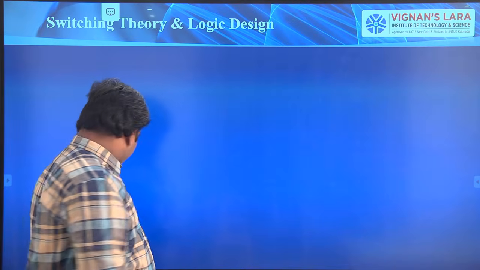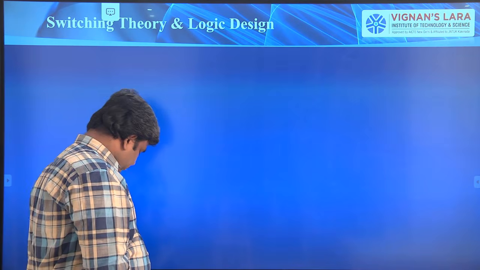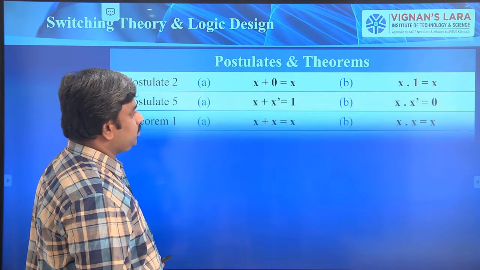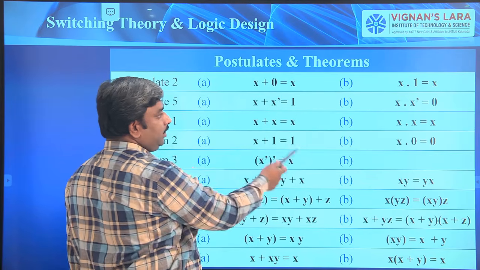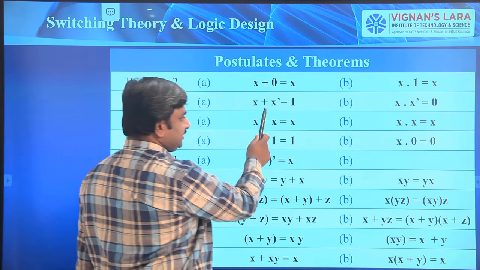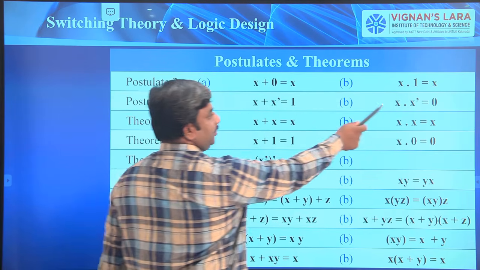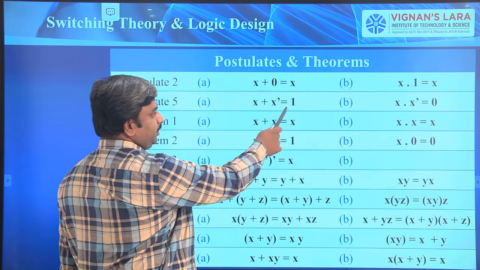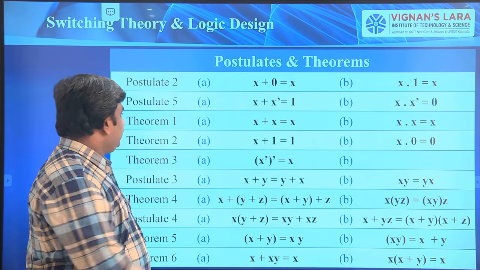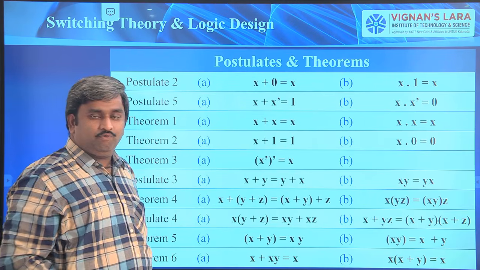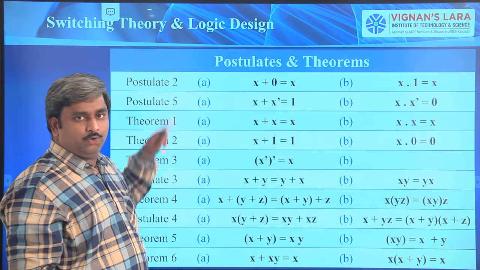A small modification here we have. That is nothing but x into x bar. Here x plus x bar, here we have to say x into x bar. The same operation, here plus, with the dot operation. x plus x bar is equal to 1. x into x bar is equal to 0. Okay, right. Theorem 1. So theorem 1 you have to prove by using these postulates.